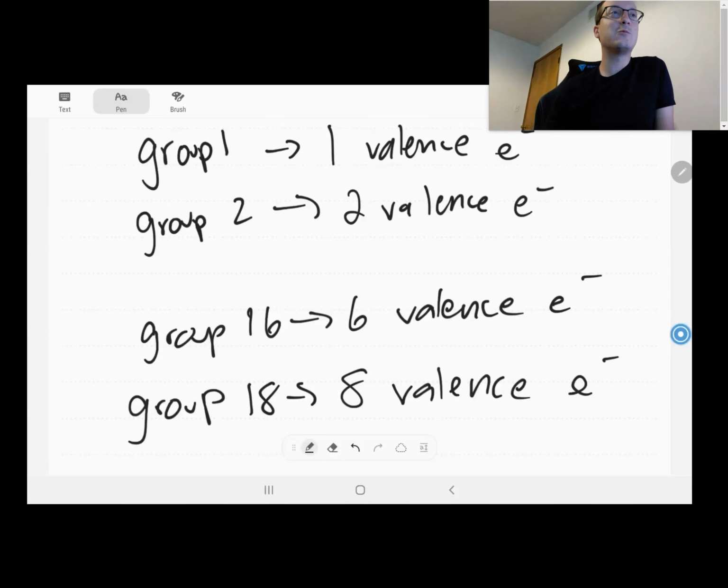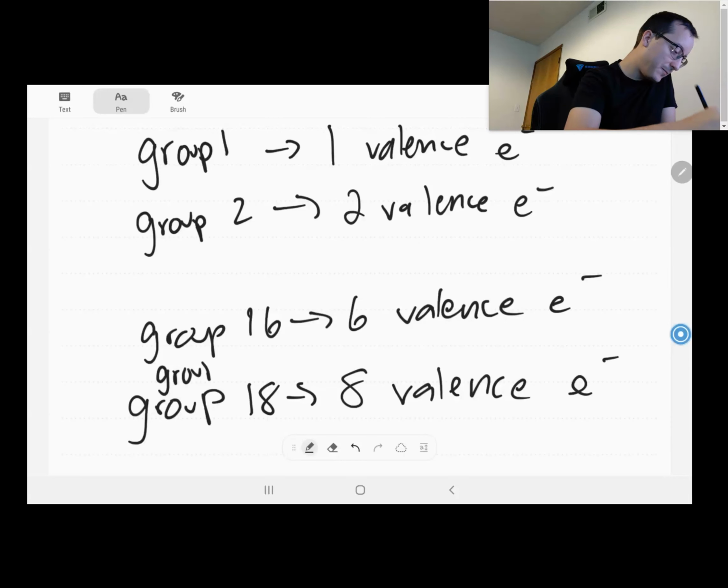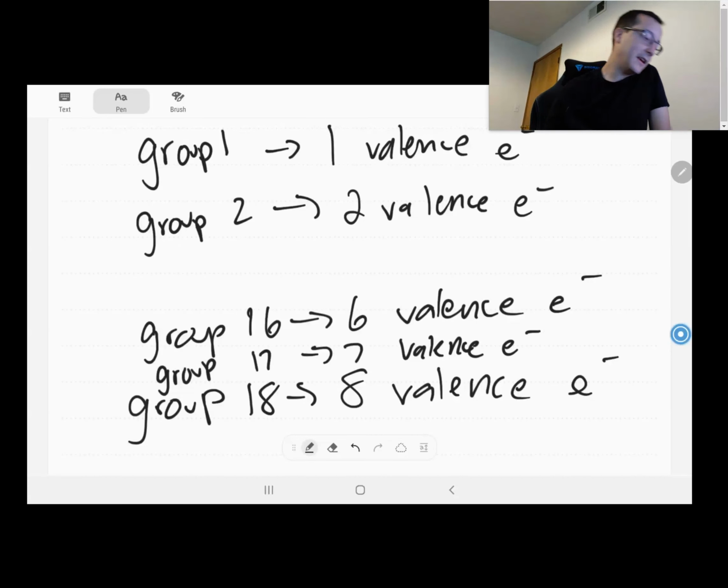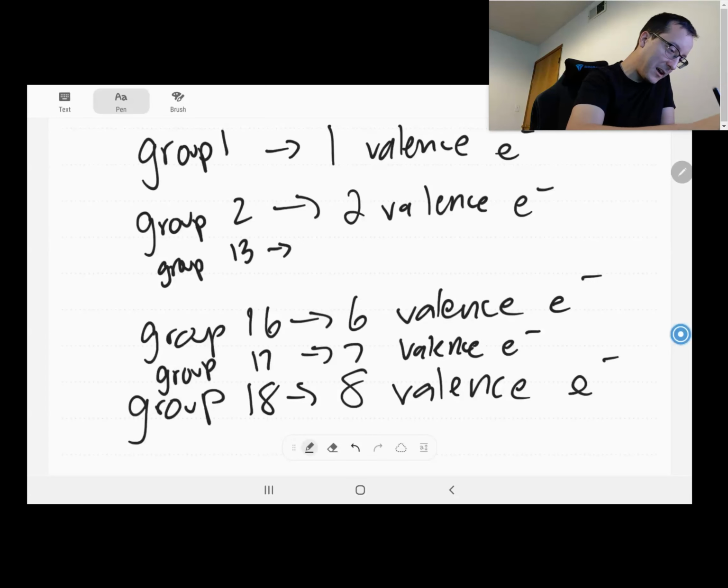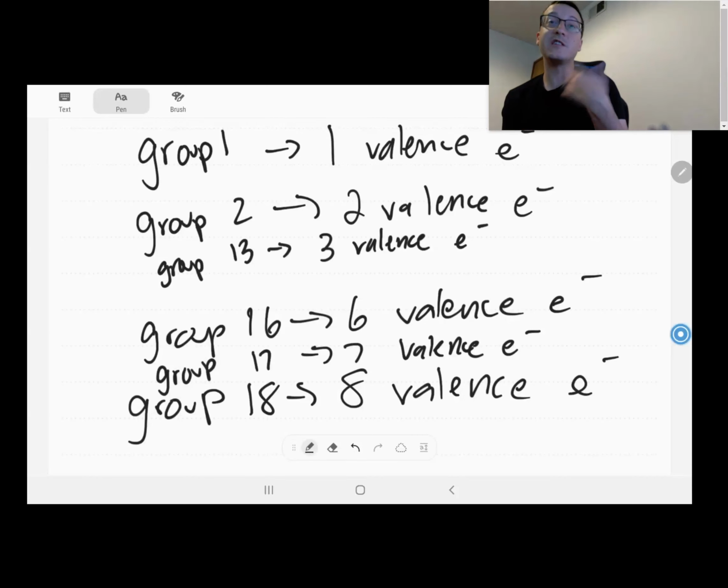Can anybody guess what fluorine would be? Something in group 17? Yes! So we're going to see group 17 has 7 valence electrons. And guess what? Anything in group 13 will have 3 valence electrons. Alright, 14 will have 4, 15 will have 5.